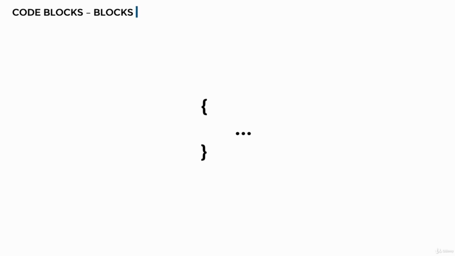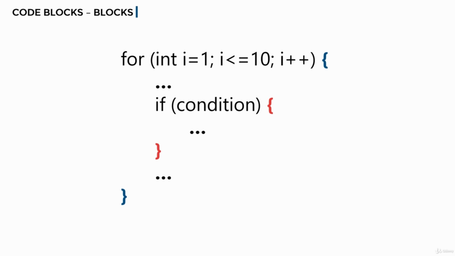A code block has a starting curly brace and an ending curly brace, and the code that belongs to it is between the braces. We can also have situations when we have a code block in another one. We have a blue and a red here. The red code block ends before the blue one. Let's see a concrete example. We can have a for loop with an if statement in it. The for loop block wraps the if statement, and the if block is part of the for block.